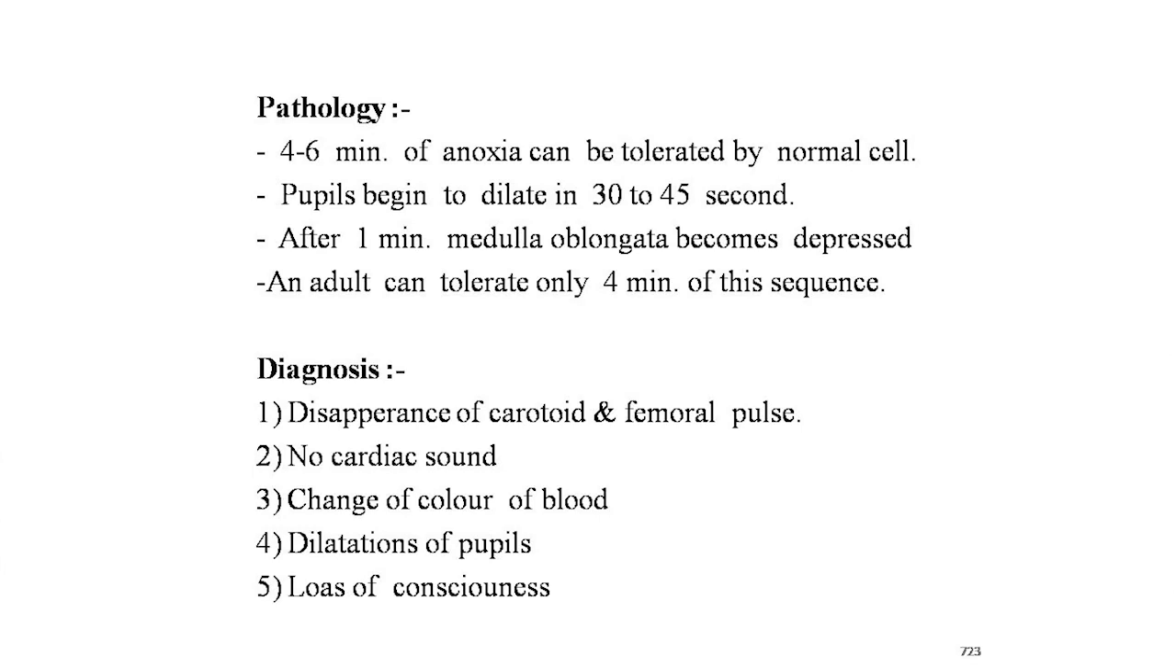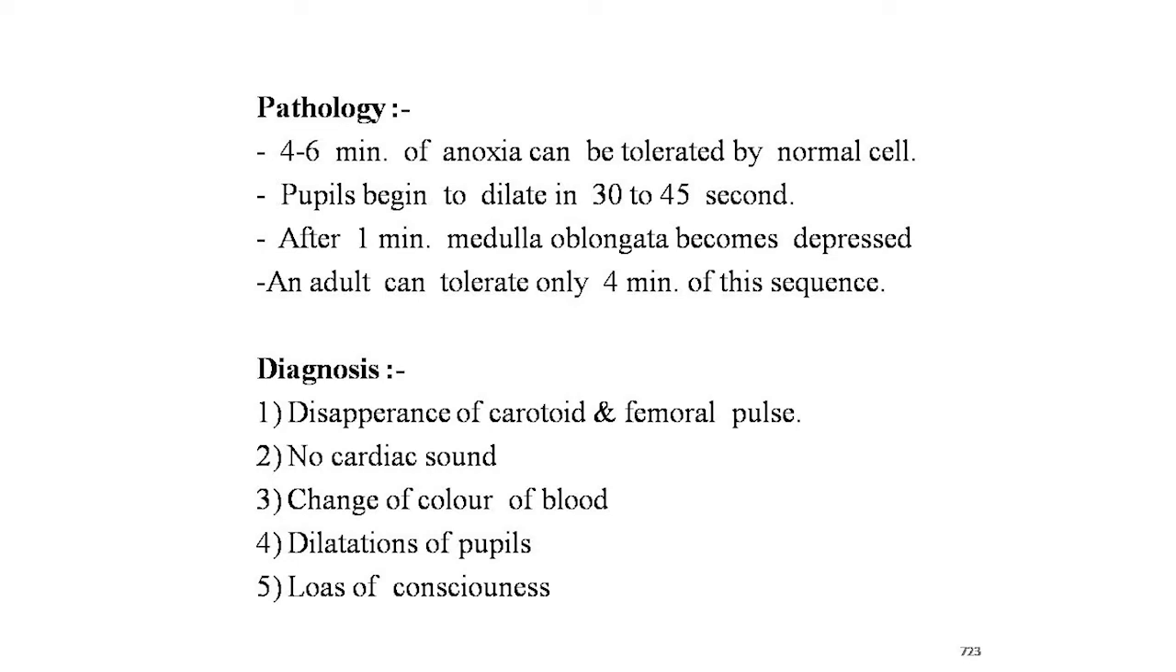Now the pathology. 4 to 6 minutes of anoxia can be tolerated by the normal cell. Pupils begin to dilate in 30 to 45 seconds. After 1 minute, the medulla oblongata becomes depressed. An adult can tolerate only 4 minutes of this sequence. This is the pathology behind the cardiac arrest.